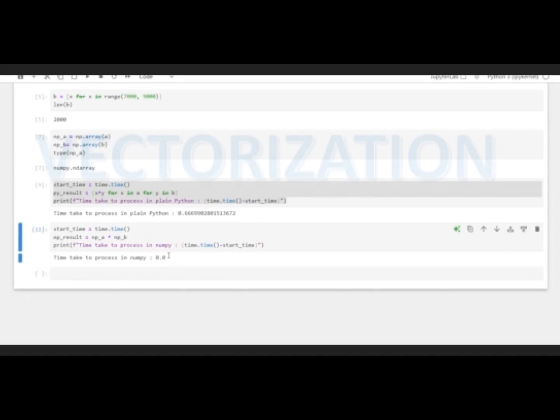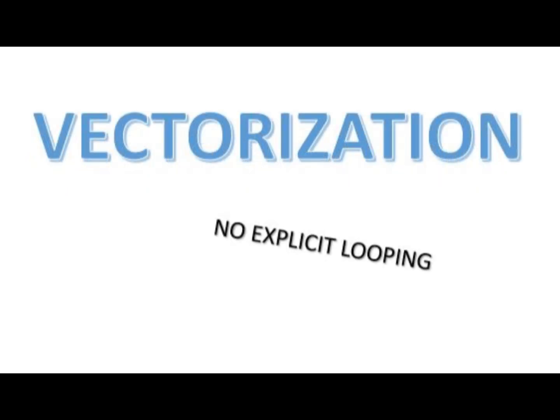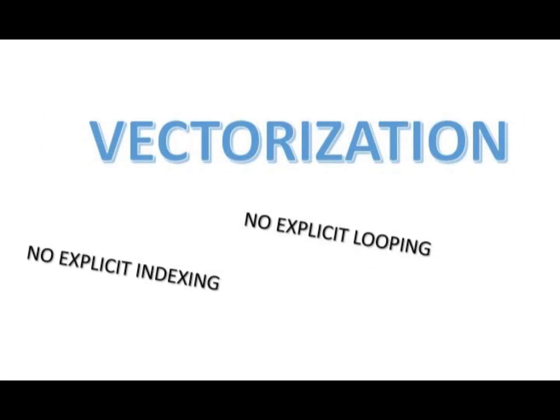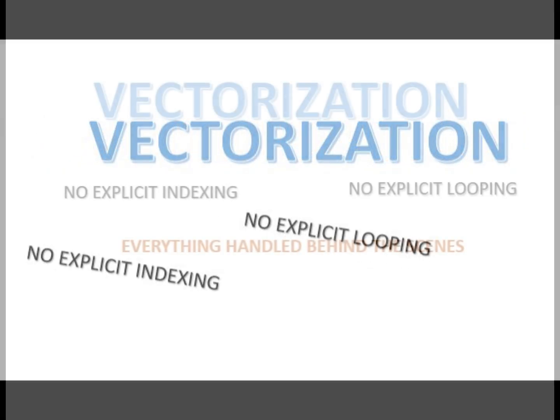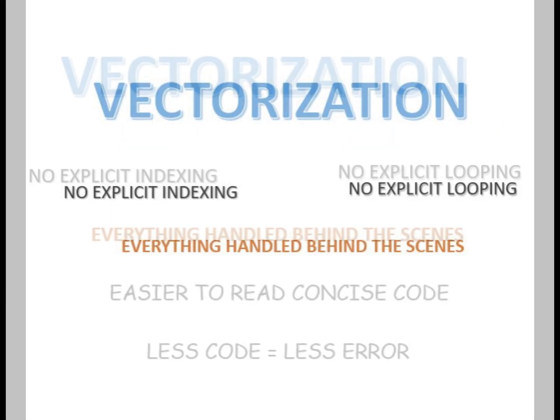What makes NumPy super fast is vectorization. There is no need for any explicit looping or indexing to be set up by the programmer. In the code, these are done just behind the scenes. Vectorized code is more concise and easier to read, and fewer lines of code also means fewer bugs.